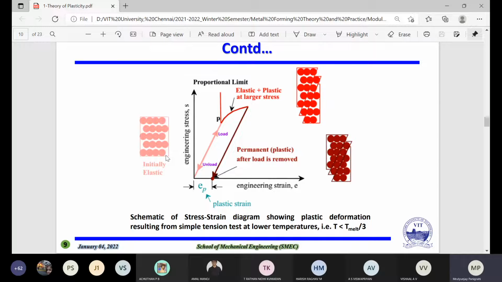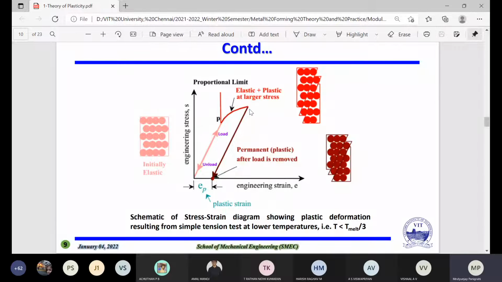So again, you put it the other way. For example, this is initially elastic in nature. So if you give a load here, you have to give it up to here, the yield stress. Then again you are stretching, that means you are giving a load there. The moment you are giving the load, you will find this kind of atomic structure. That means this is the elastic plus plastic region.